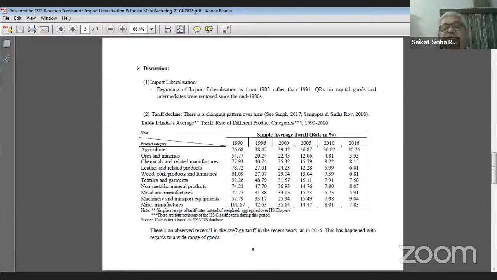There's an observed reversal in the average tariff rate in recent years, and in the table it is as shown in 2016. This has happened with regard to a wide range of goods, not only a couple of sectors, except chemicals and except textile and garments. For every other product group, the average tariff rate has increased, even though you observe a decline from 1990 onwards.